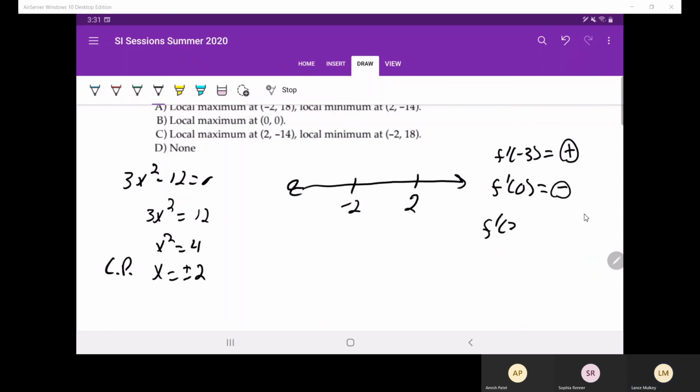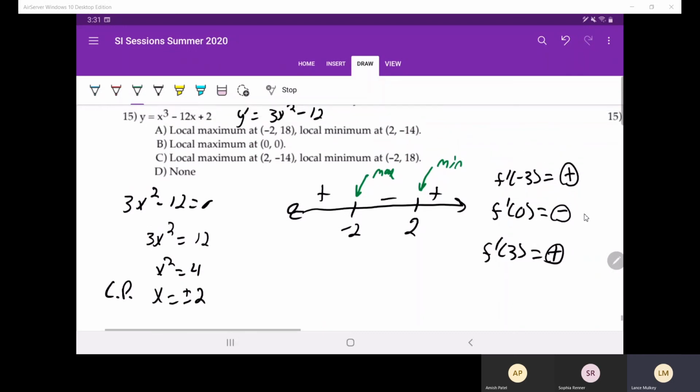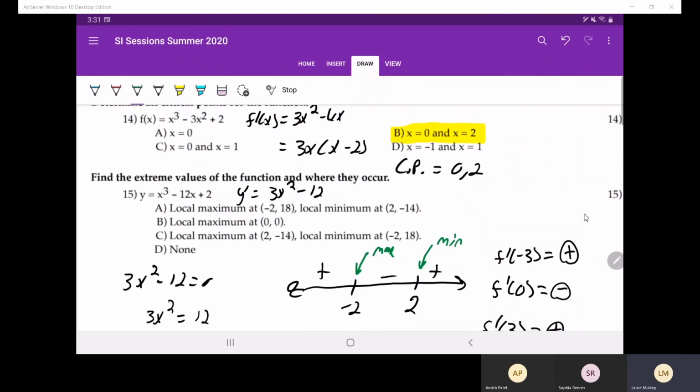So this is a max. This is a min, because when it goes from increasing to decreasing, it's a max. And when it goes from decreasing to increasing, it's a min. And since there is no domain, and this changes direction twice over the entire domain, there is no absolute min and max. It's going to end at two different spots. Like one side's going to be going to negative infinity, the other side's going to be going to positive infinity. So you have a local max at negative 2 and a local min at positive 2.